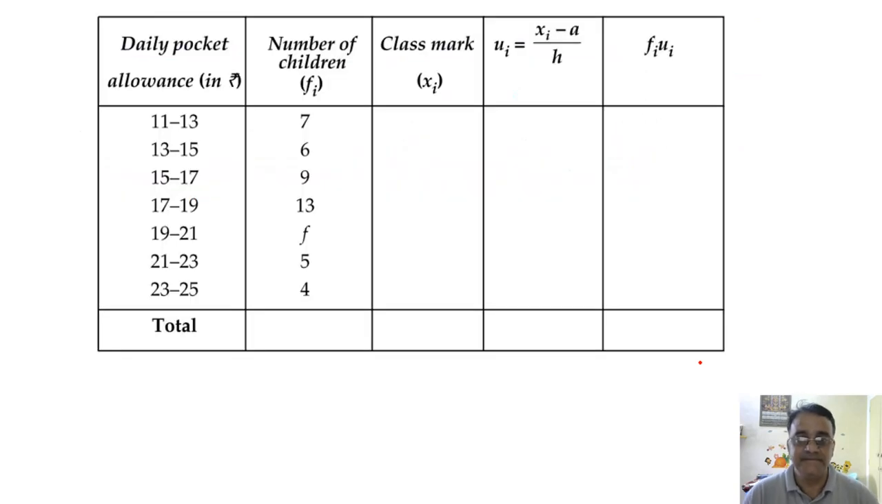Okay, so we'll start. I'm using the step deviation method. So first of all, we have to find the class mark. The class size is the same for all, right? The class size is 2. And what is the class mark of the first class interval? 12, right? So we'll write 12. Now the class size is the same for all the classes, that is 2, so we are going to add 2 one by one. We keep adding 2 continuously. So 12, then 14, 16, 18, 20, 22, 24.